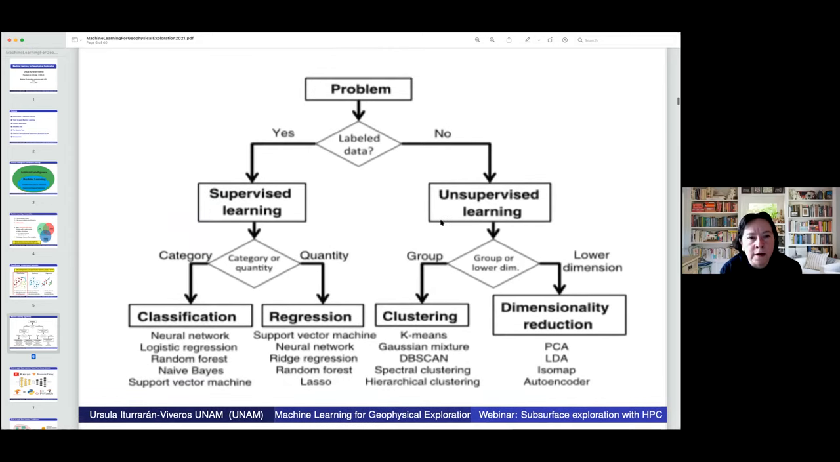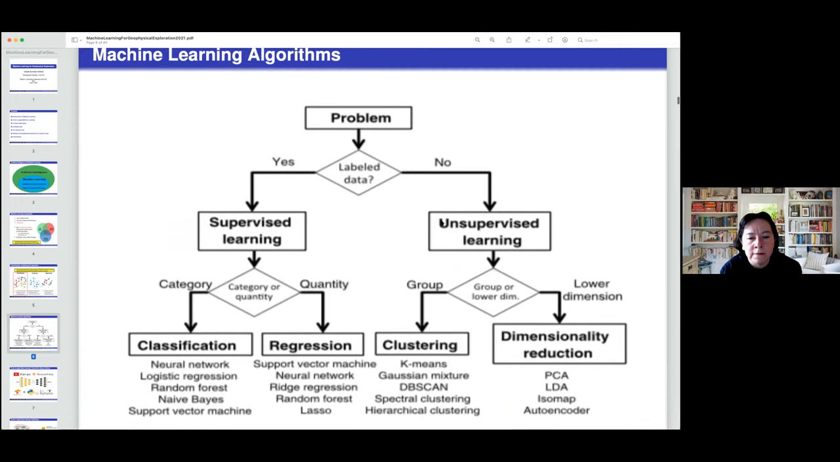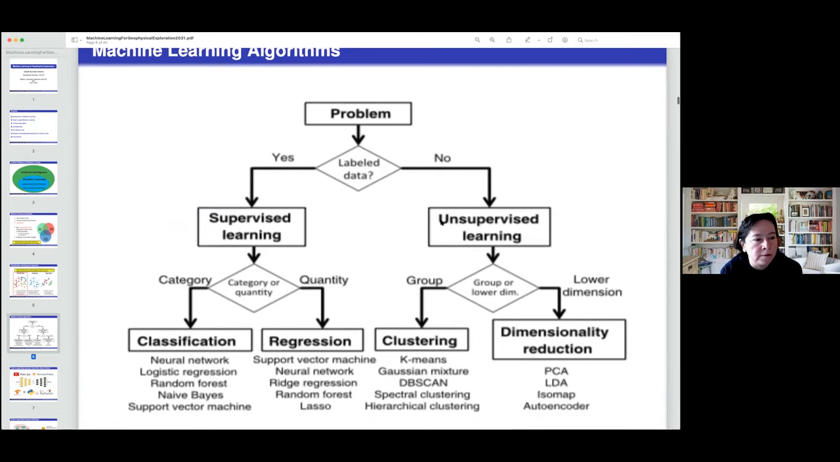Now there are lots of problems related to image recognition. For example, you have a seismic image and you want to say where the fractures are, and you can train convolutional neural networks, and you can have a very good classification or selection of where your fractures are.